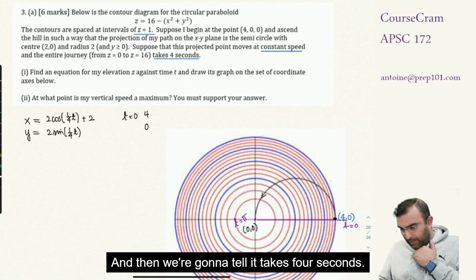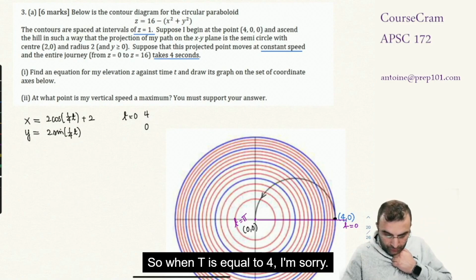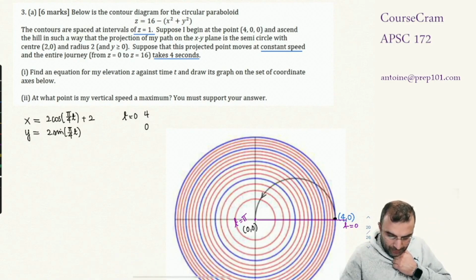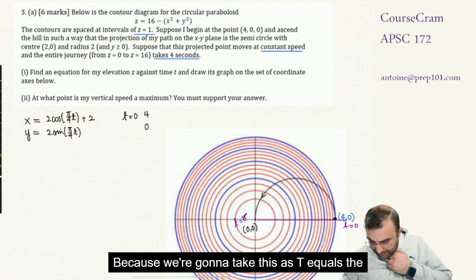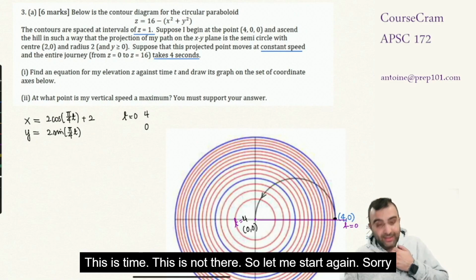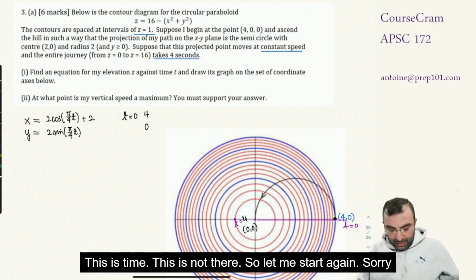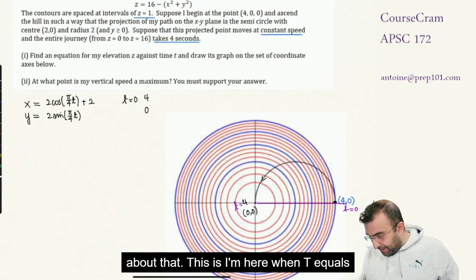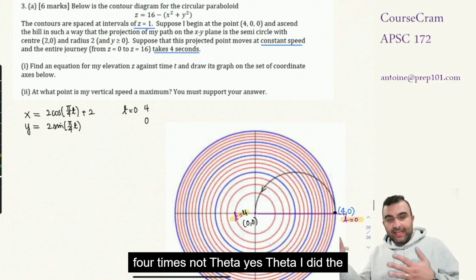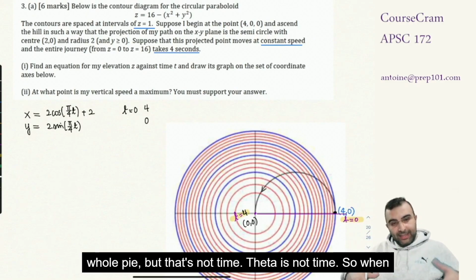It takes 4 seconds. So when t is equal to 4, I'm sorry, I said pi, that's a mistake. This is t equals 4 seconds. This is time, this is not theta. So let me start again, sorry about that. I'm here when t equals 0, and I'm here when t equals 4, time, not theta. Theta goes through pi, but that's not time.